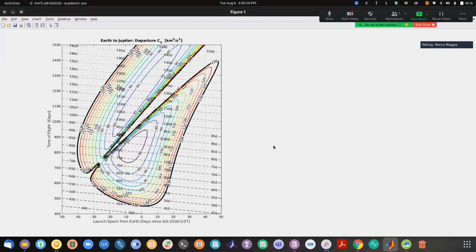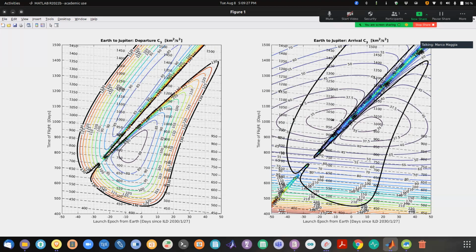Okay, so we have our 2 plots. Why do we have 2? Well, one refers to the C3 levels at departure, that is the V infinity squared at the exit of Earth's sphere of influence, whereas on the right-hand side, we have the C3 levels, that is the V infinity squared at the entrance of Jupiter's sphere of influence.